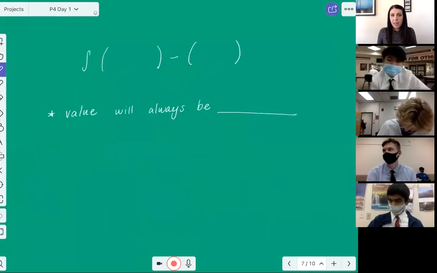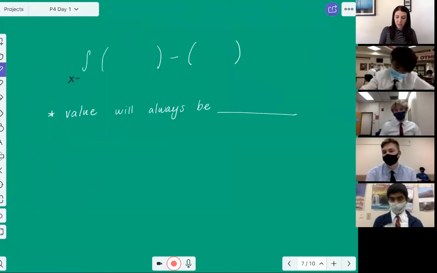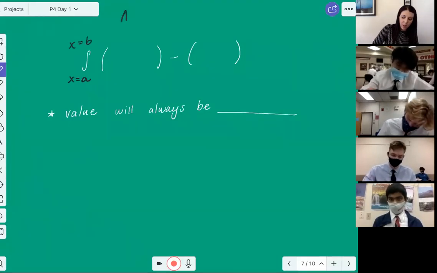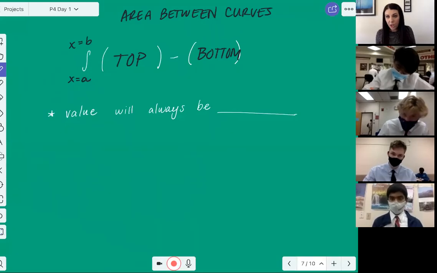Okay, now an important thing to remember. If I have from x equals some a value to x equals some b value, whenever I'm trying to find the area between curves, I'm always going to do the top curve minus the bottom curve. Always. Top curve minus bottom curve. As long as we're with respect to x.